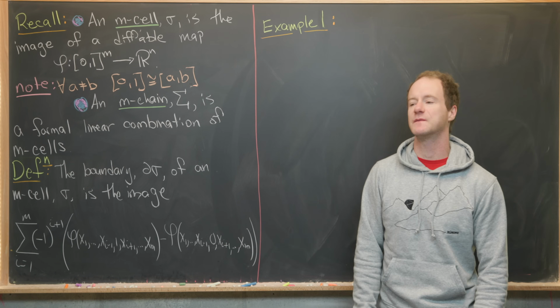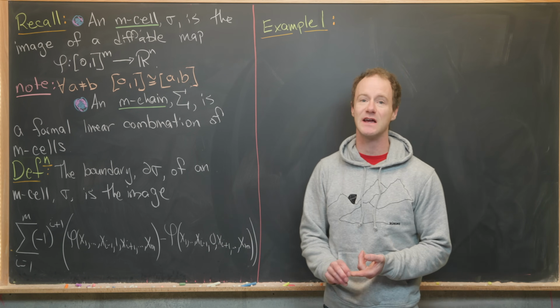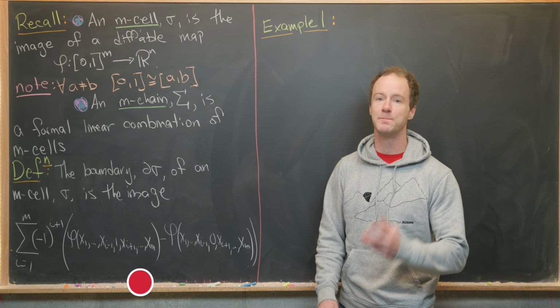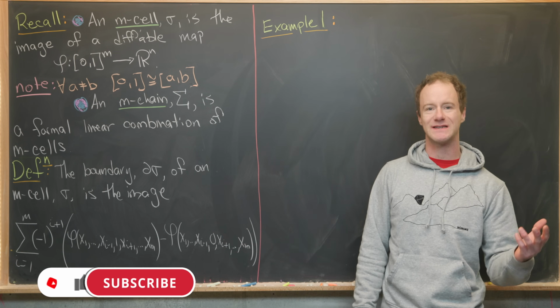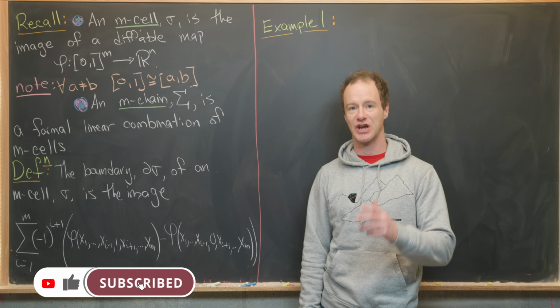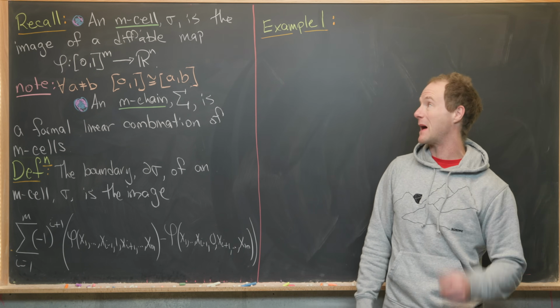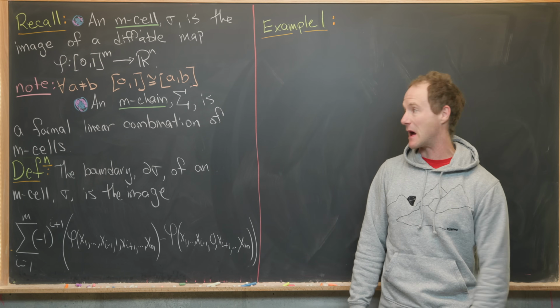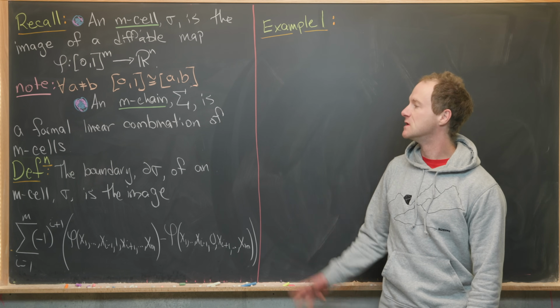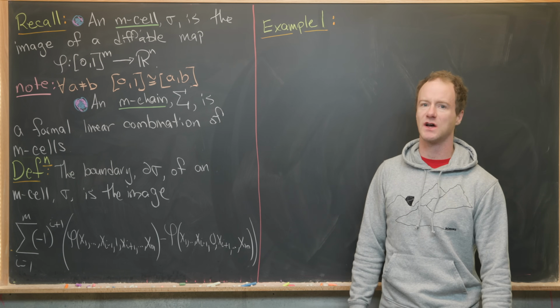This is a continuation of my series on differential forms leading up to the generalized Stokes theorem. So in the last video, we looked at m-cells and m-chains and gave some examples. And today we want to look at boundaries of m-cells and boundaries of m-chains. So let's recall what we saw last time.